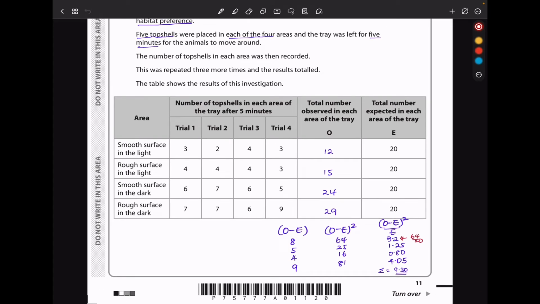So here we can see the different areas that were experimented on and then the different trials that were carried out. These results were only recorded for 5 minutes. We can see the total number observed. Of course, if you add up this, you'll get 12 here, add up that, you get 15, add up that, 24, and add up that, we get 29. Here we're given the expected to be 20, 20, 20, 20.